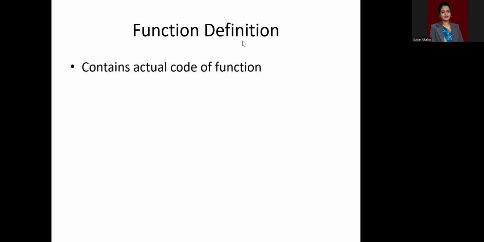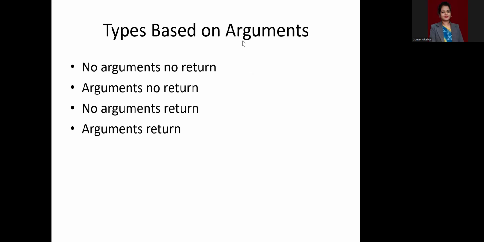So, how is the flow of function execution done? The program starts from main, a function call is made, control transfers to the function definition, the function executes, and control returns to the calling function. This improves the program structure. So this I have discussed: types based on the arguments, no argument, no return; arguments, no return; no argument, return; and argument, return.